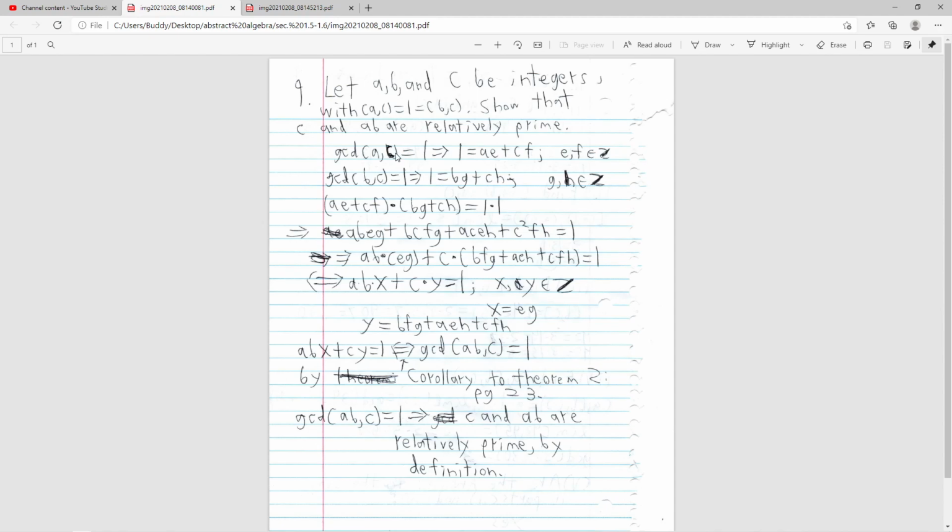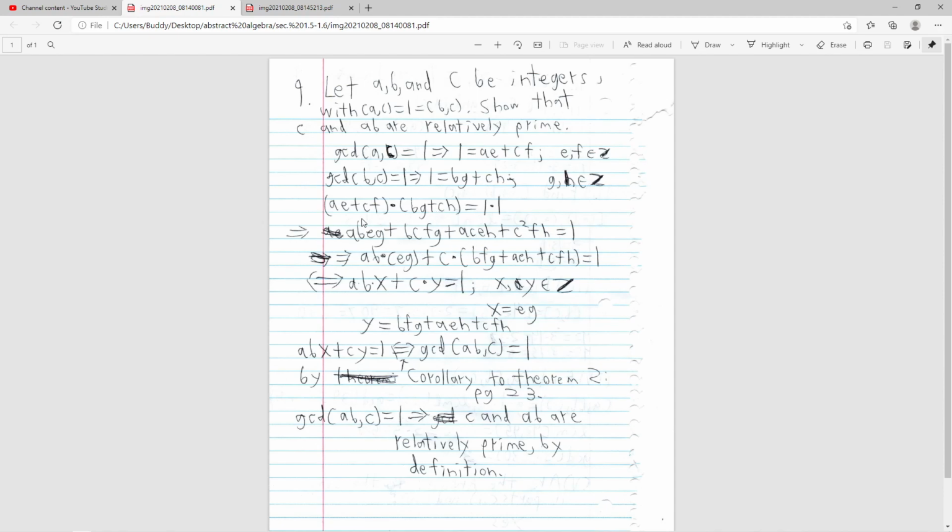So GCD of A, C equals 1 implies that 1 equals AE plus CF, where these are all integers, and the same, 1 equals BG plus CH, for B and C. Then we just multiply the two equations together, which we can do. Don't act shocked. 1 equals 1 times 1, so that's just 1. In the book, they give you a hint, basically, to do this. They give you some of the equations, like forming them equal to 1, and then show this end equation of A times B times X plus C times Y equals 1. But you have to figure this out.